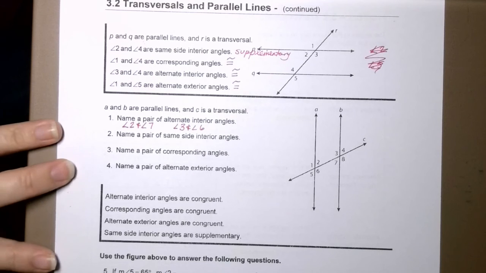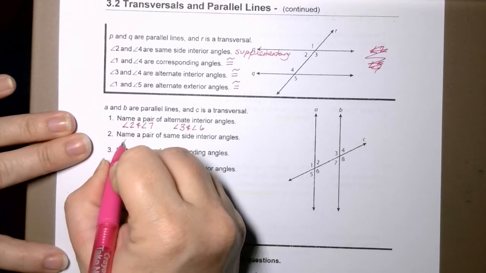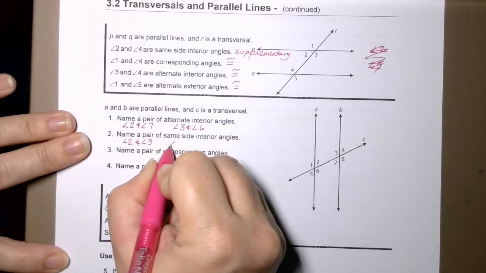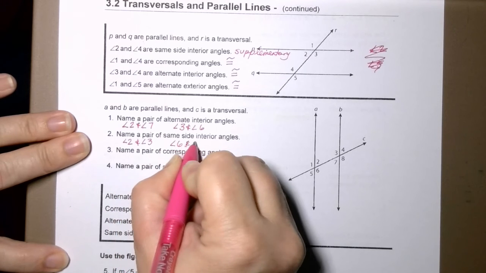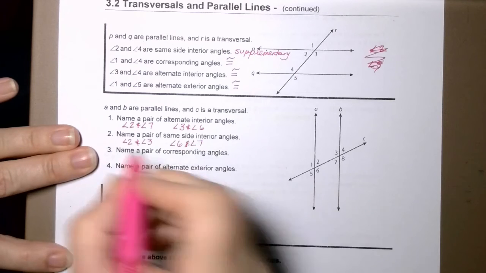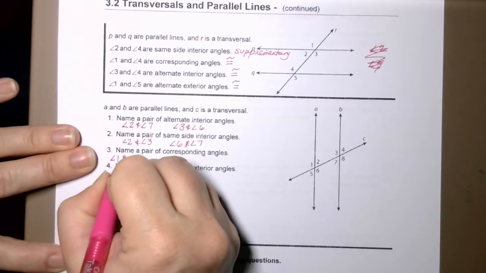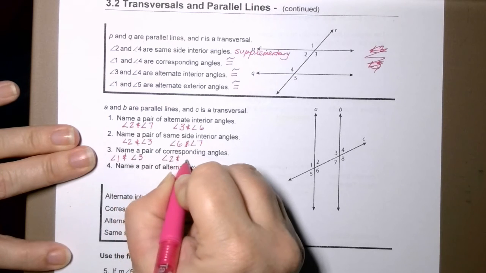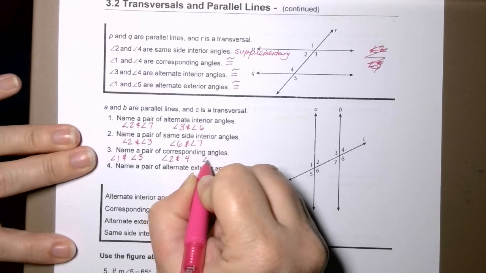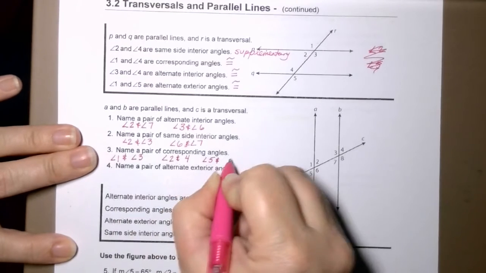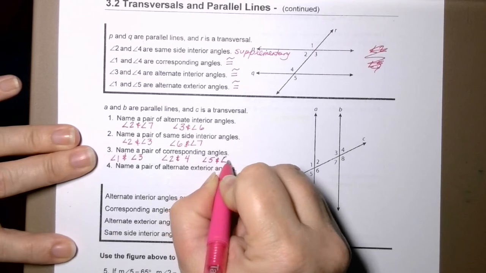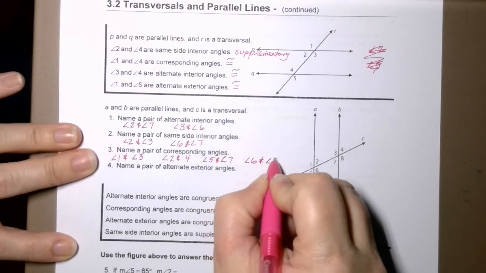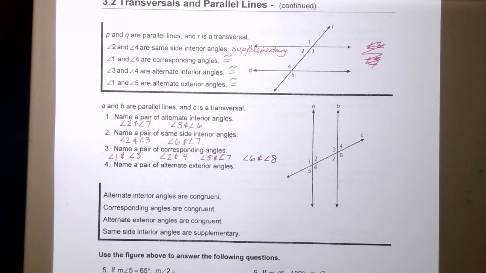Questions there? Same side interior, 2 and 3, or what? 6 and 7. Corresponding angles, 1 and 3, 2 and 4, 5 and what? 7, and then 6 and 8. Those are all our possible corresponding angles.